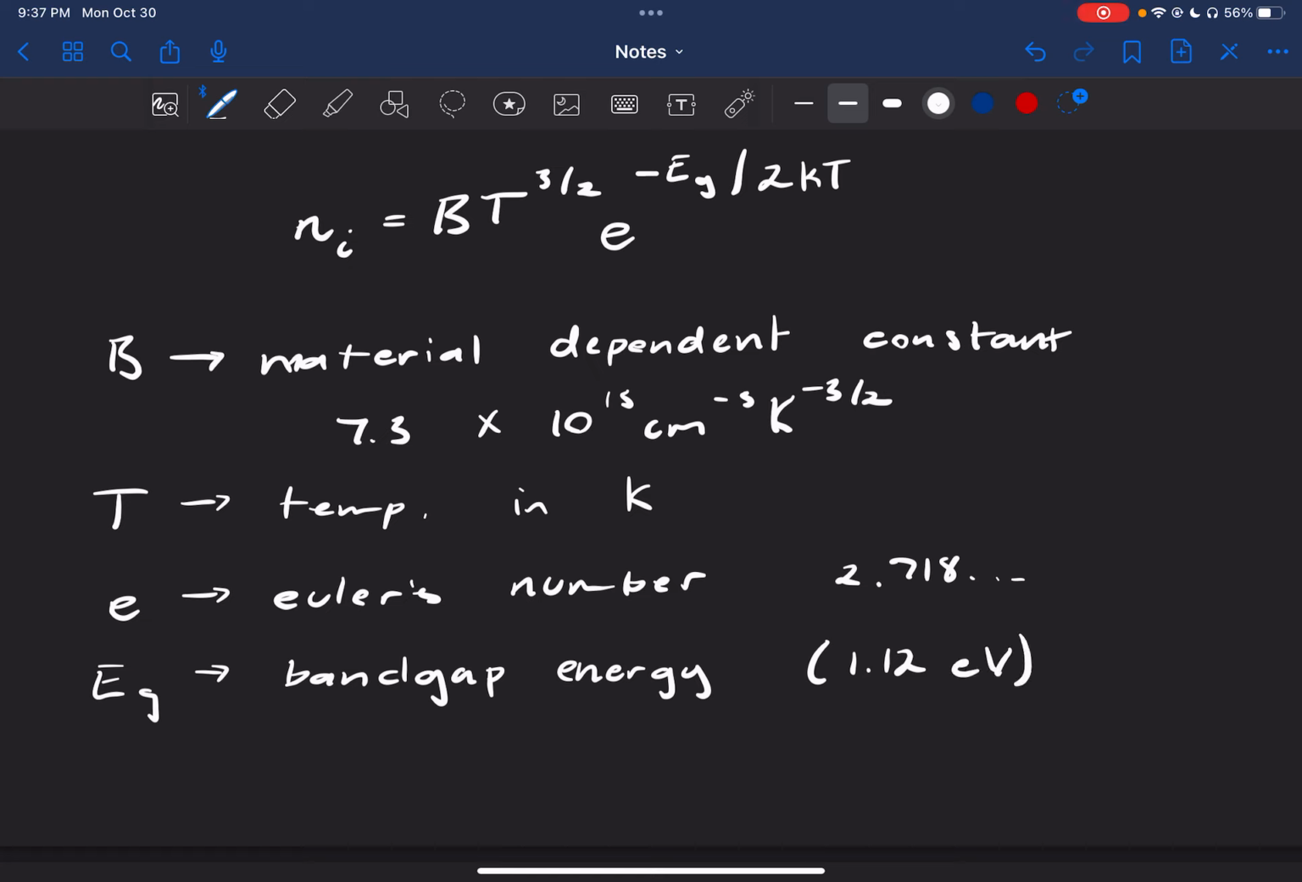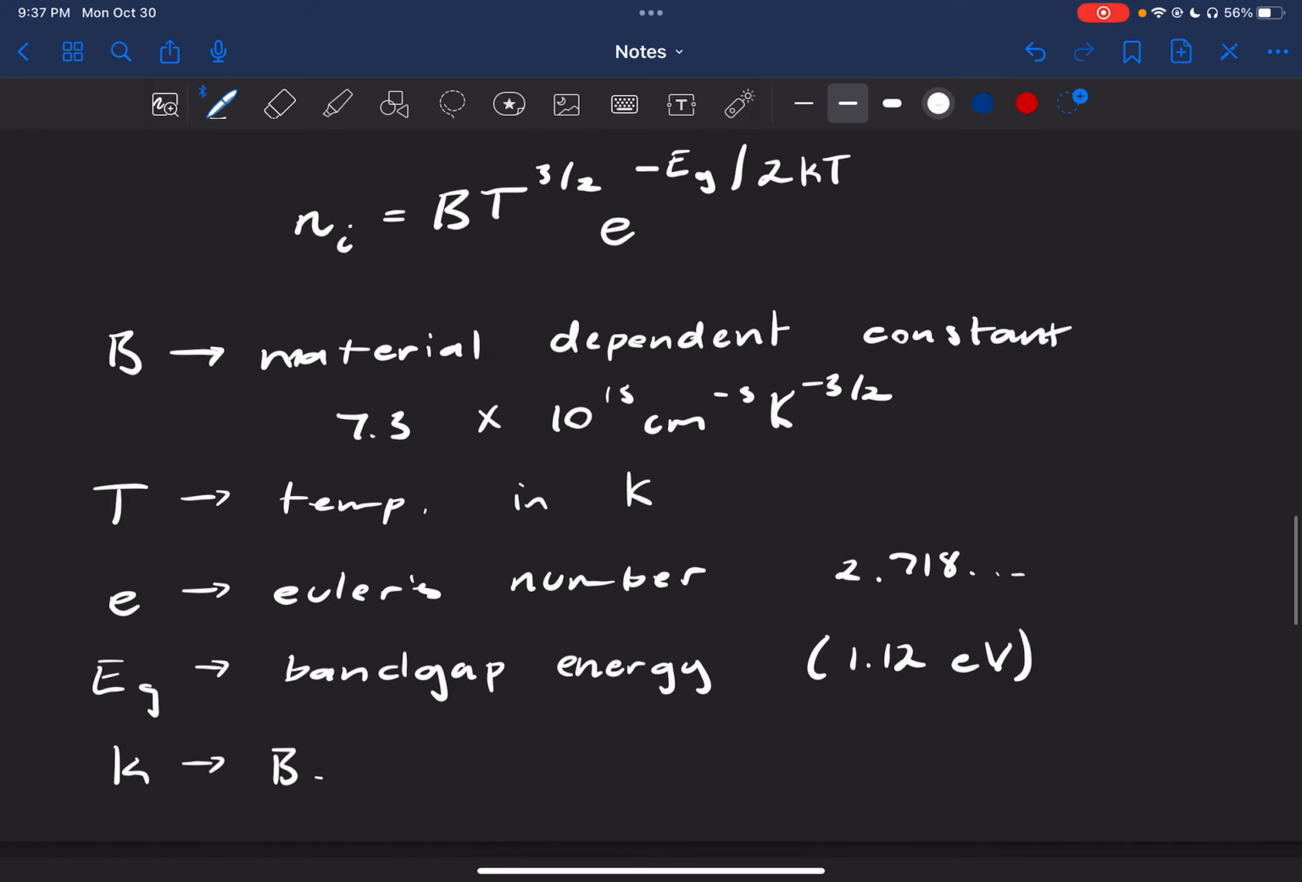And lastly, we have k, which is Boltzmann's constant, which is just a constant. I'll just write that out. Boltzmann's constant, which has a value of 8.62 times 10 to the negative 5 electron volts per Kelvin.